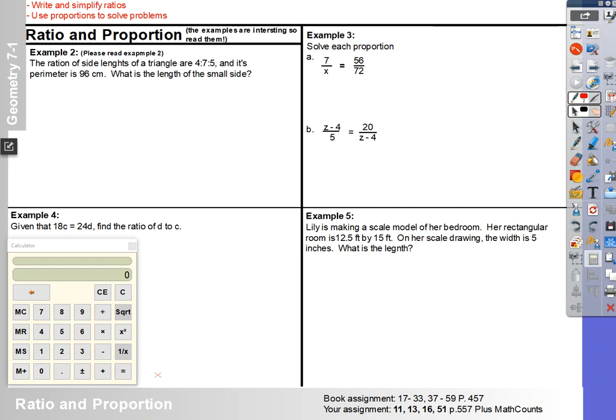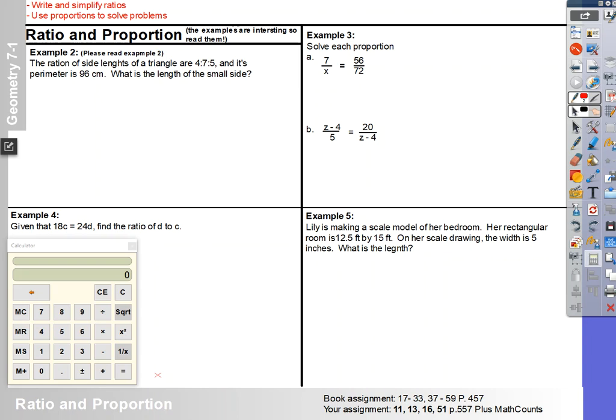Okay, so we're going to take a look at using scale factor and proportion to solve problems. And this is super helpful, especially for competitive math problems. Are you listening? Yeah. Okay. All right. So here we go.